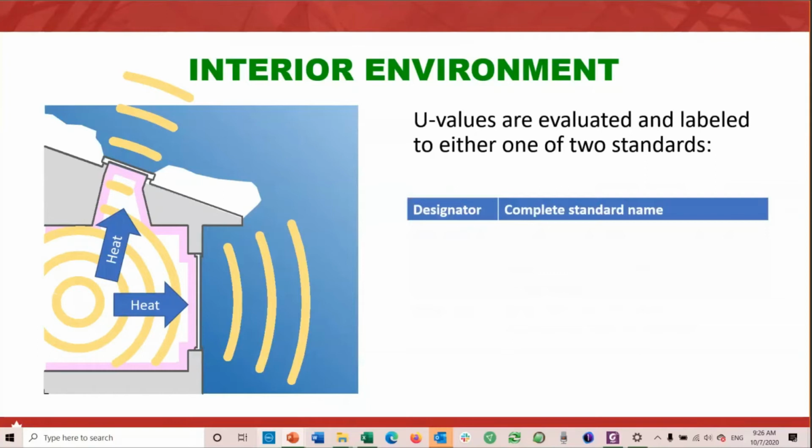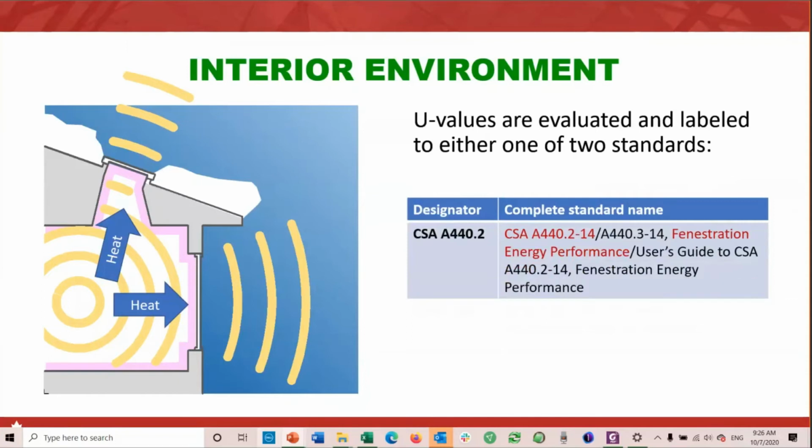U values are evaluated and labeled to either one of two standards. The CSA A440.2 standard, called Fenestration Energy Performance. Alternatively, the code also accepts U values determined to the NFRC 100 standard, which is called Determining Fenestration Product U Factors. Many Canadian manufacturers choose to certify their energy performance through NFRC, especially if they're selling products in both Canada and the United States, because the NFRC methods are recognized in both countries. The CSA methods are recognized in Canada only.